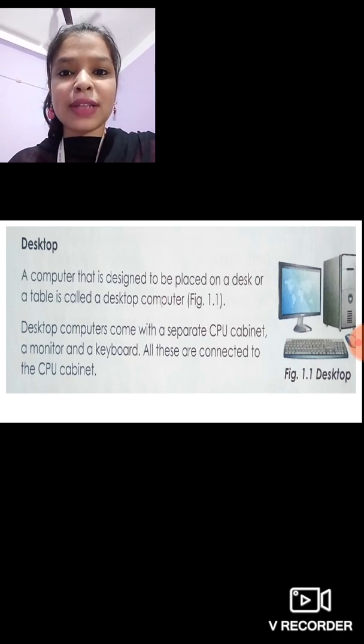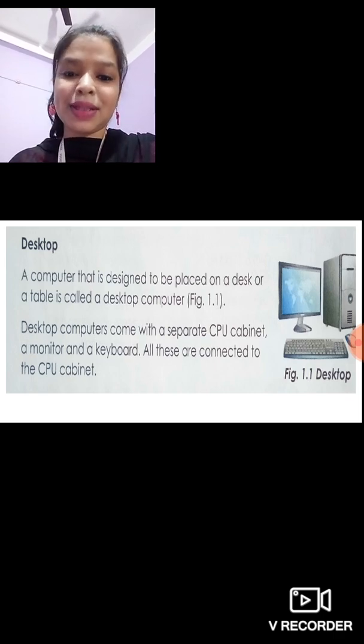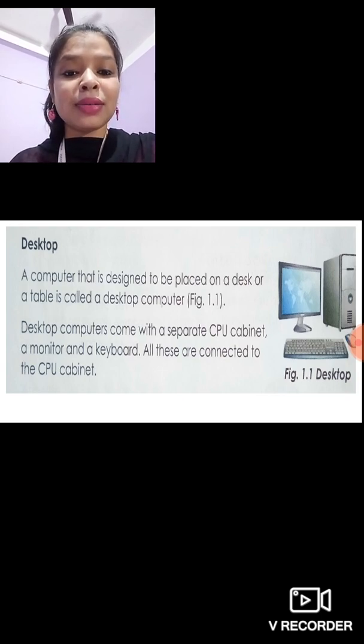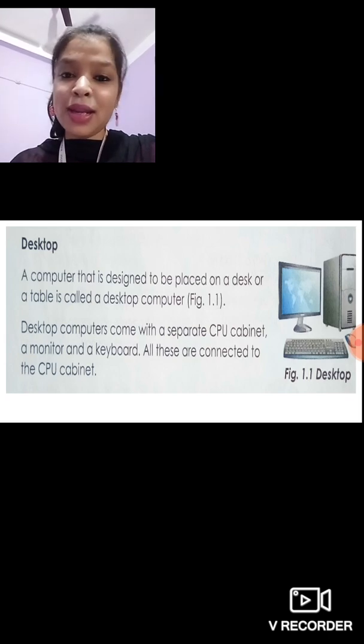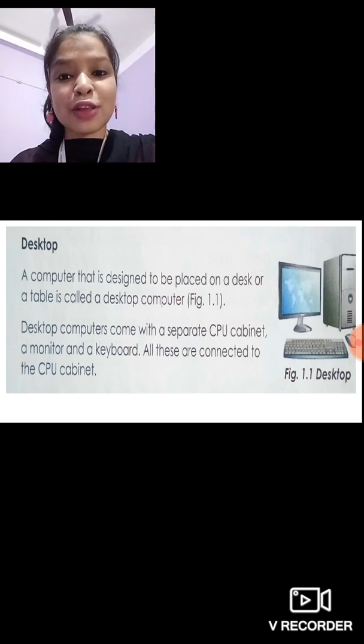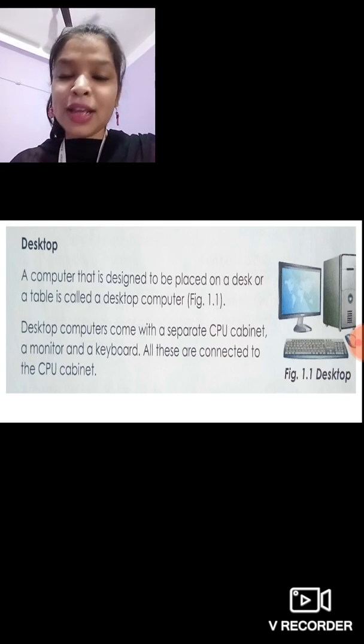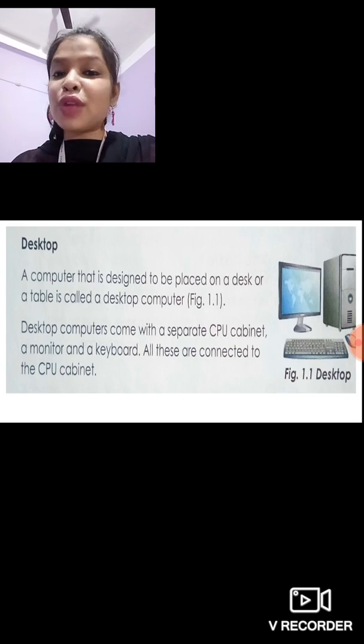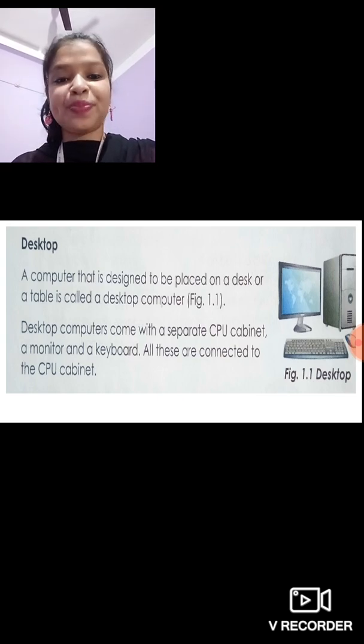The parts of the desktop computer are all separated, like the CPU cabinet, the monitor, the keyboard, and the mouse. But all these parts are connected to the CPU cabinet. All these parts of the desktop require electricity to run. If you don't give electricity, it will not work. You cannot do anything there. So this is how a desktop functions.